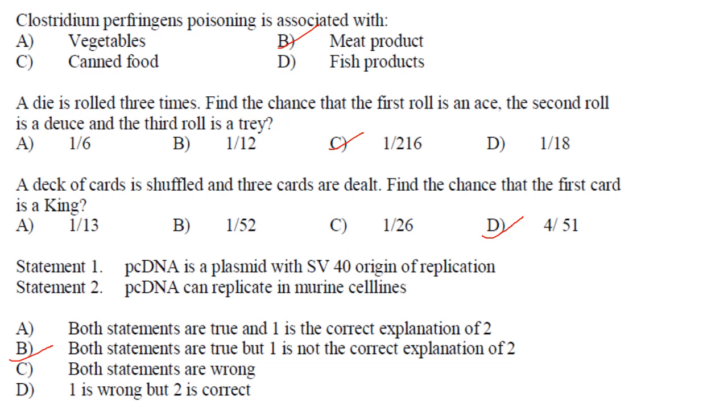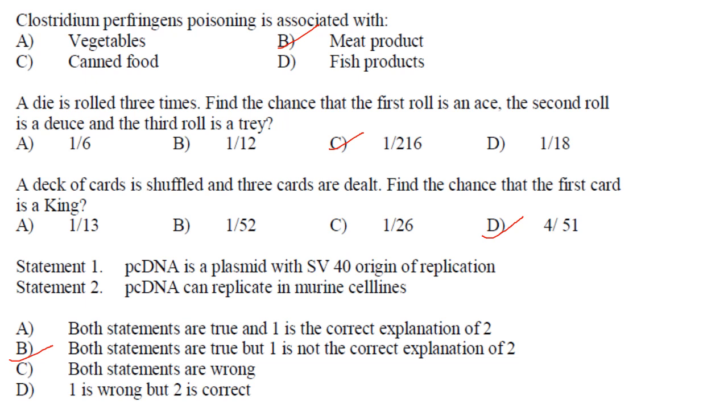Clostridium perfringens poisoning is associated with. So it is perfringens they have asked. So it is meat product. Answer is option B. A die is rolled 3 times. Find the chance. The first roll is an ace. The second roll is a deuce and the third roll is a tray.